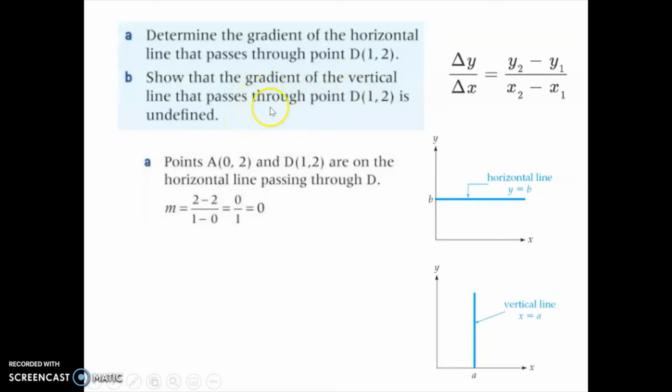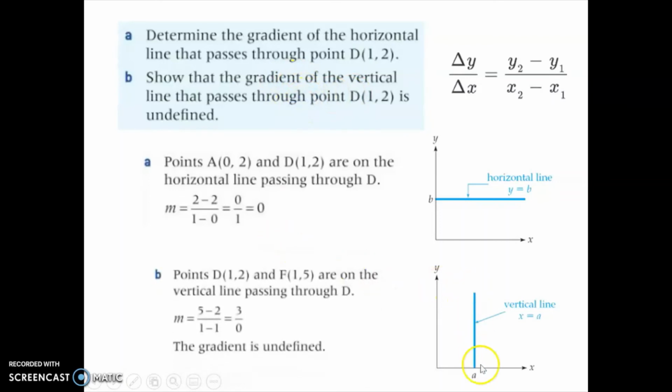How about B? Show that the gradient of a vertical line that passes through this point is undefined. Try the same approach as in A. Can you create another point for this vertical line? Okay, with this one, this time, if you have a vertical line, all the x values are always the same, right? Because it's always here. The y values change, but the x values are the same.